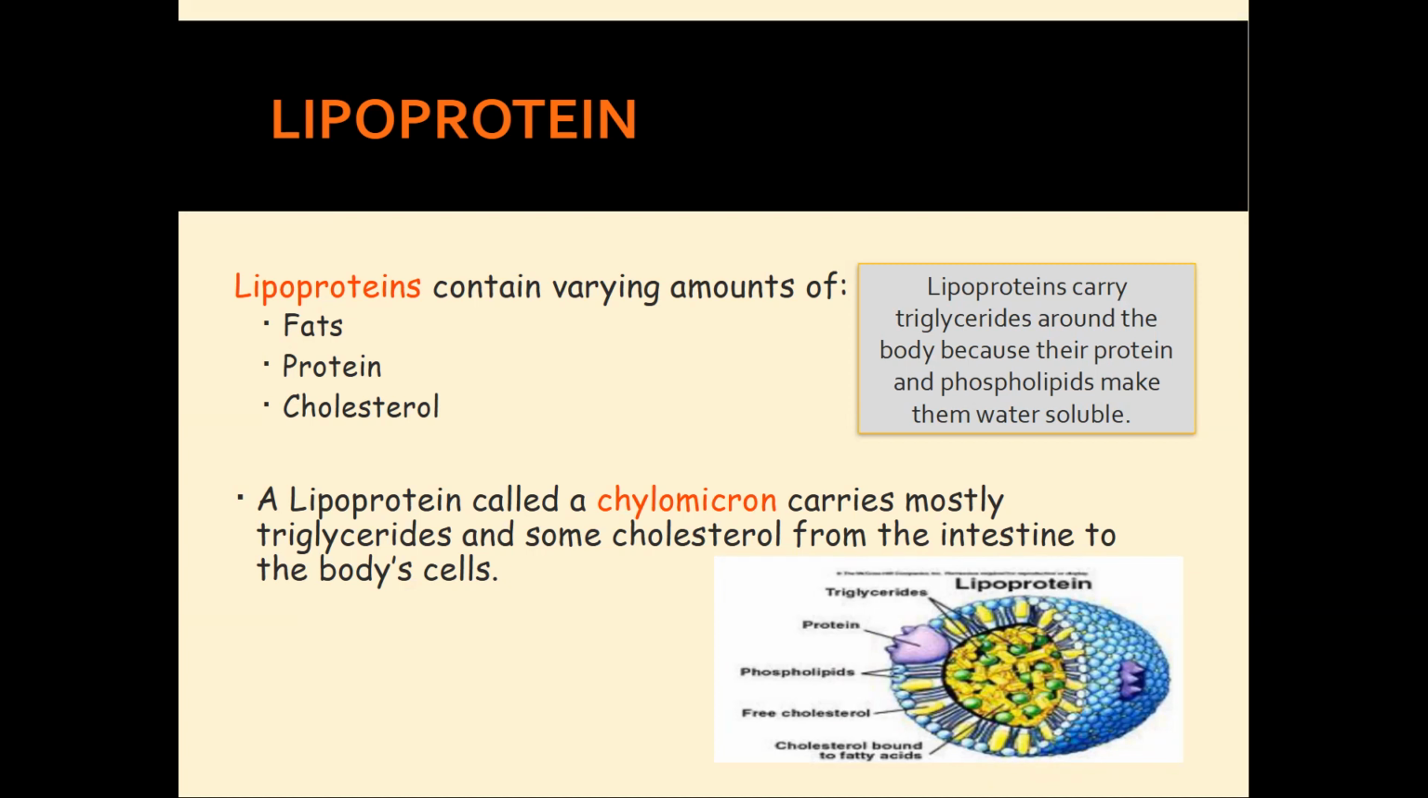A lipoprotein contains triglycerides, phospholipids, cholesterol, and fat-soluble vitamins, and delivers these to your body. A lipoprotein can also be called a chylomicron. It carries mostly triglycerides and also some cholesterol from the intestine through the blood to the body cells, which can either burn the triglycerides for energy or store them for later.